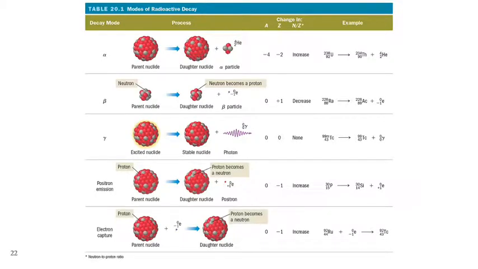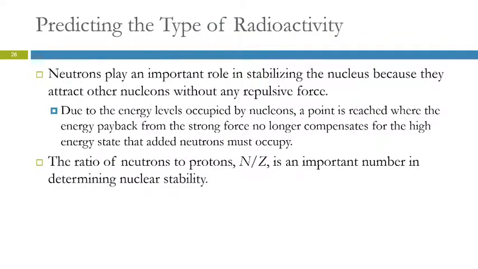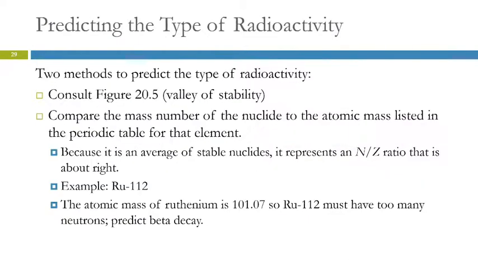So when we're looking at that, it's wanting to become equal. Is that what you're saying? It's not equal because with the larger elements, the N to Z ratio is actually above 1. But the atomic mass on the periodic table gives us an idea of a mass number that's stable for that particular element.